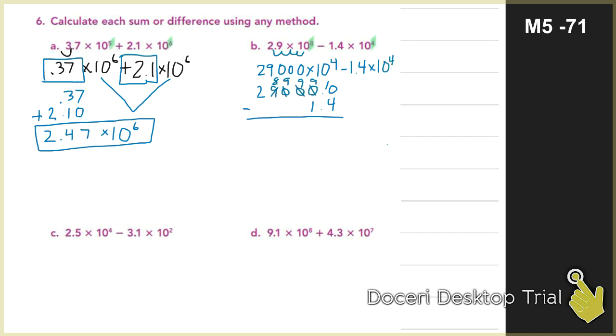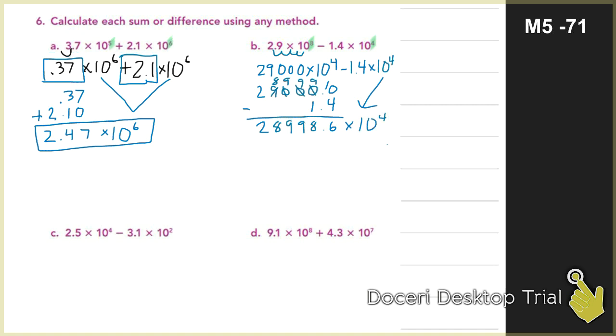So now I have 10 minus 4, which is 6. 9 minus 1, which is 8. 9 minus 0, which is 9. 9 minus 0, which is 9. 8 minus 0, which is 8. And 2 minus 0, which is 2. And we bring down our 10 to the 4th.